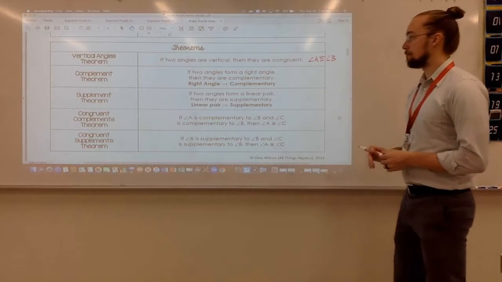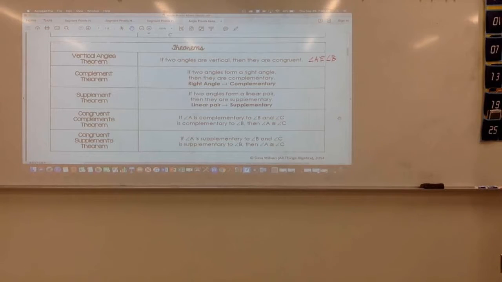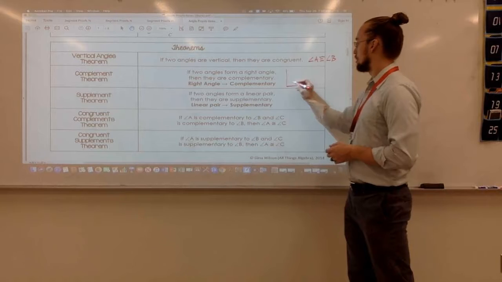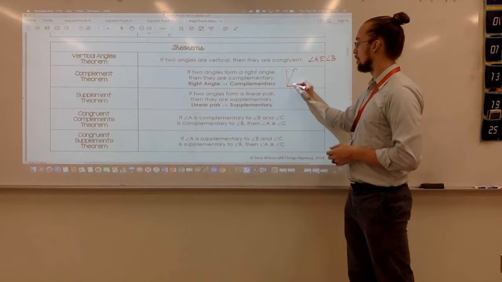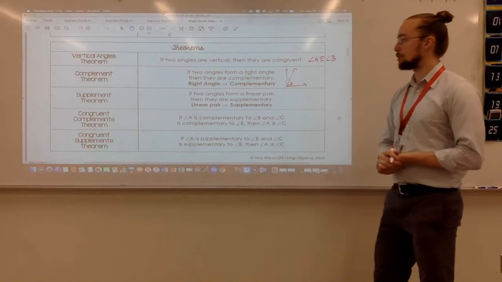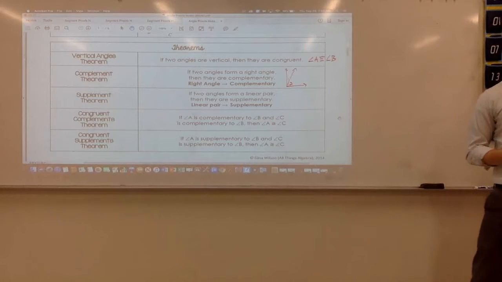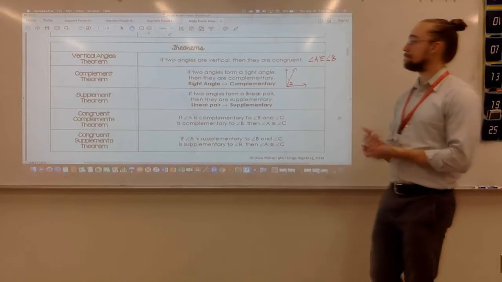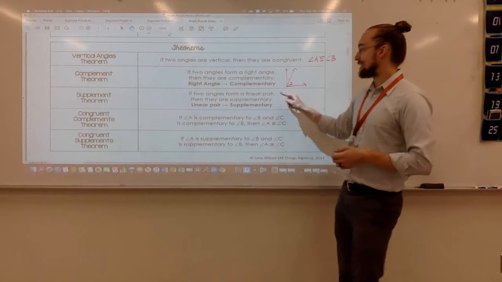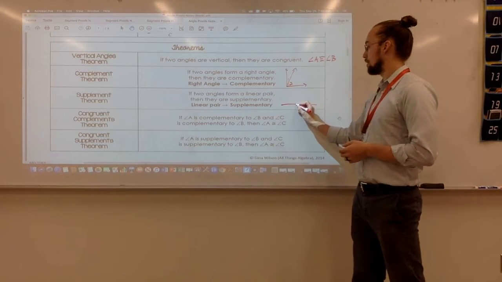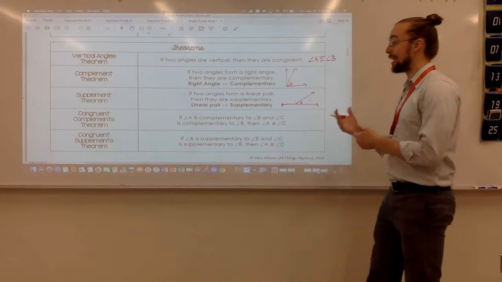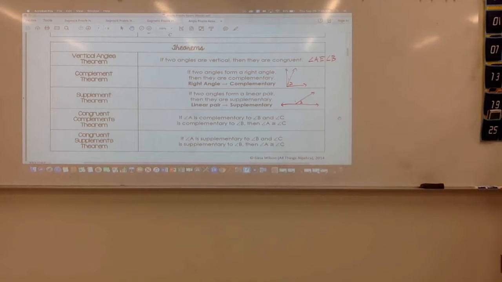Complement theorem. Okay? If we can see in a diagram that 2 angles form a right angle, so angle 1 and angle 2, and if I can see that they form a right angle together, I can say that they're complementary. Supplement theorem, same idea. If I can see that 2 angles form a linear pair, right, so angles 1 and 2 here, then I can say they are supplementary.